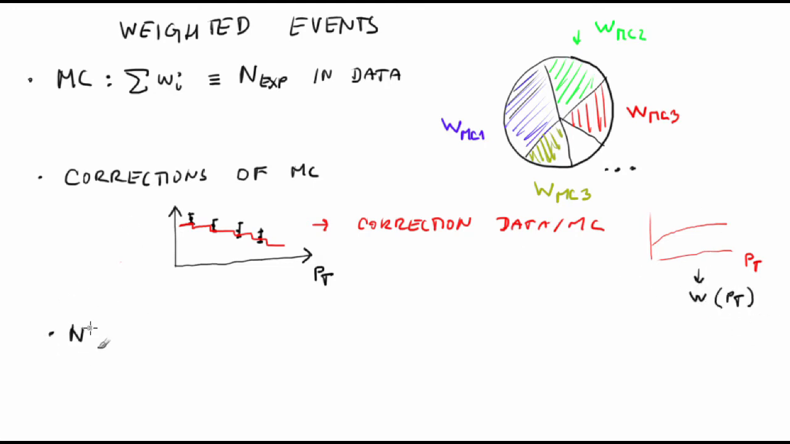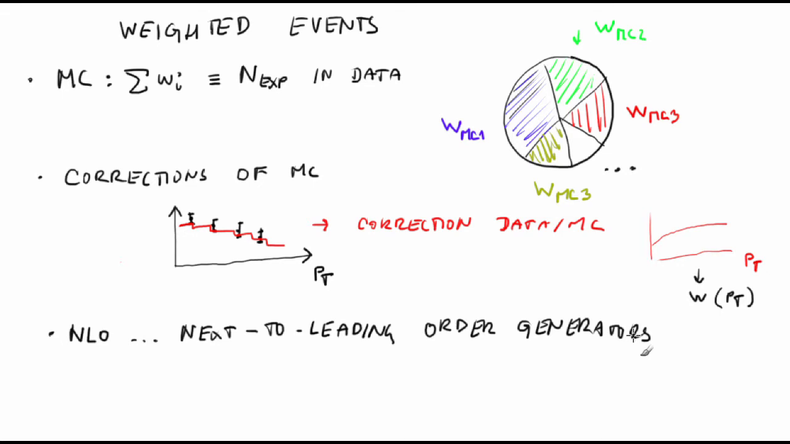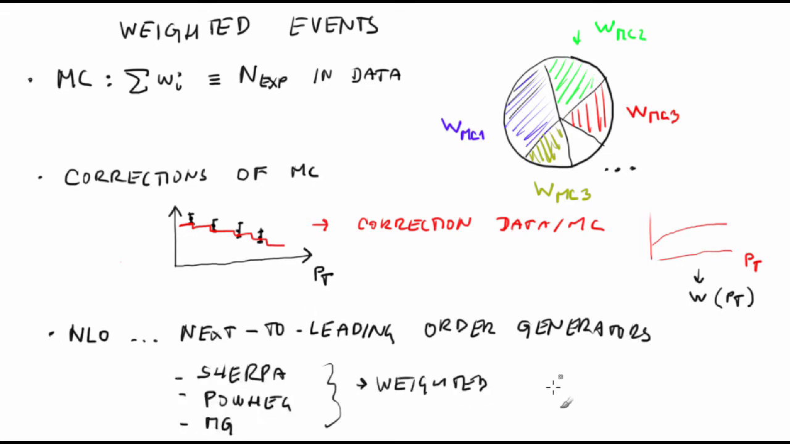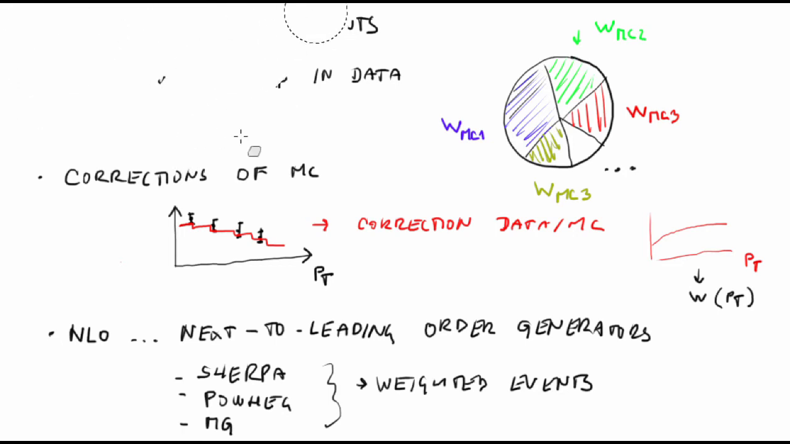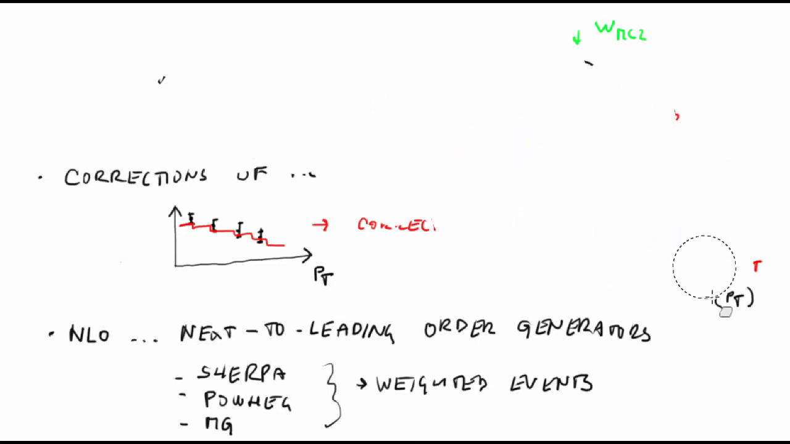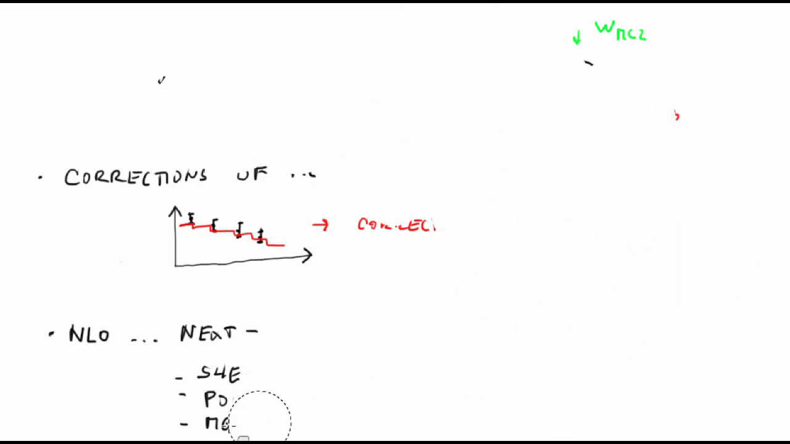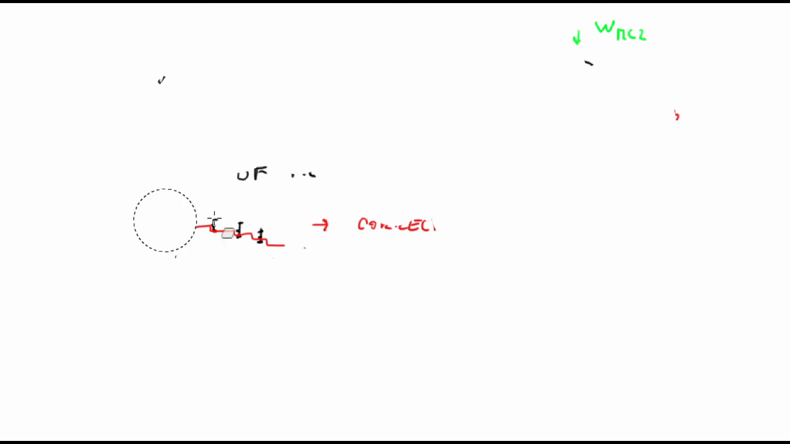Another common reason are NLO, shortcut for next to leading order, Monte Carlo generators. Unfortunately, these wonderful tools come up with weighted events too. Let me say openly that it is very difficult to work with weighted data in a rigorous way. We will not try to do it in this video at all. We will rather look at some shortcuts that people use when they face this complicated problem.